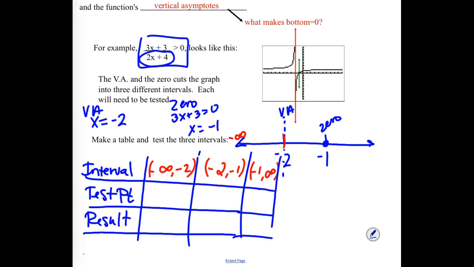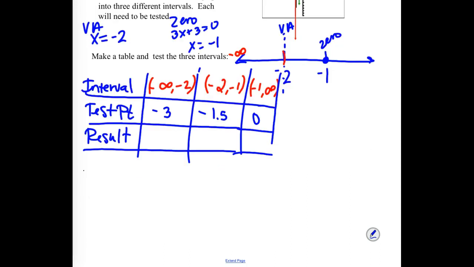So what's a good point to pick that would be to the left of -2? Could use -3. Okay? What's a good point to pick between -2 and -1? Okay, we could just use -1.5. That would work too. All right, anything between -2 and -1 will work. Something to the right of -1. 0 is an easy one. Okay. And again, we don't have to worry so much about what the actual y value is when we plug that x in, but we're just trying to figure out is it positive or negative.